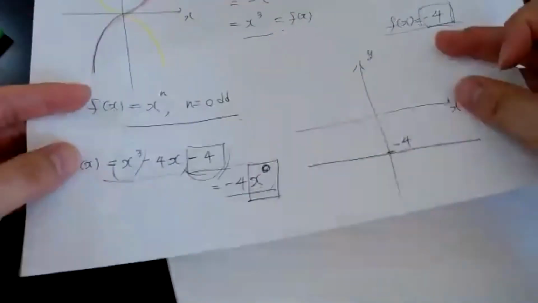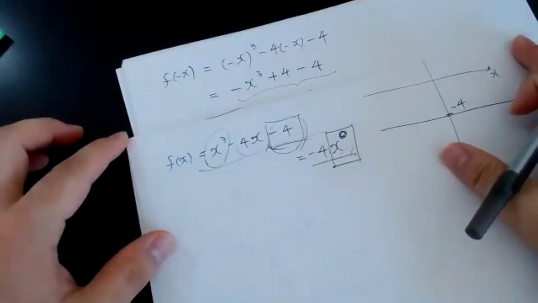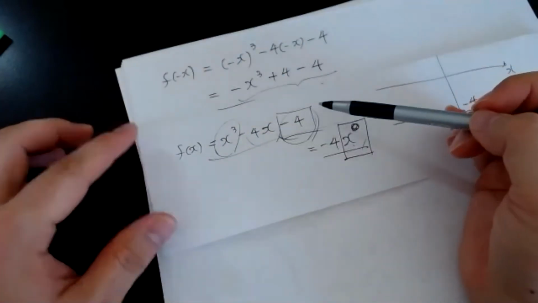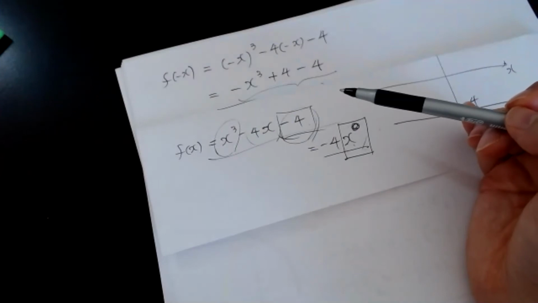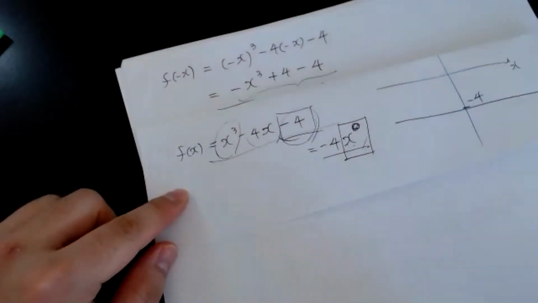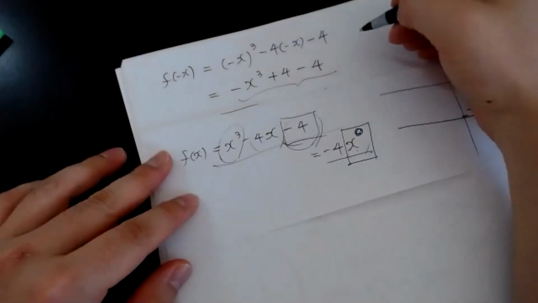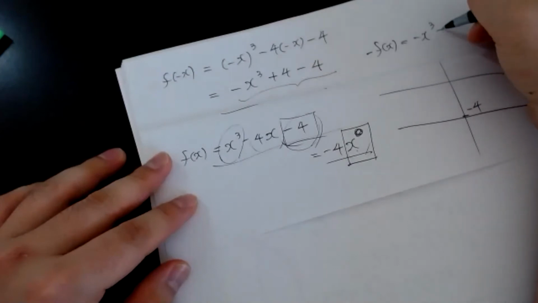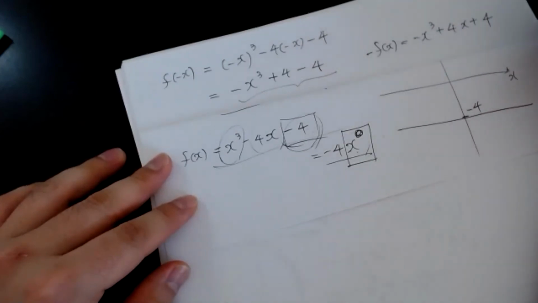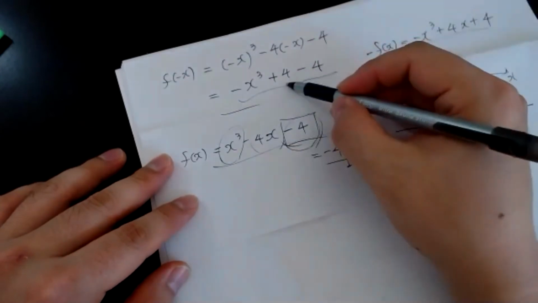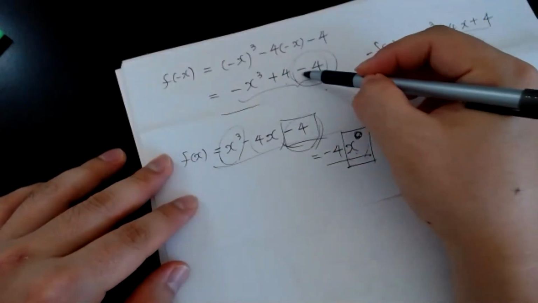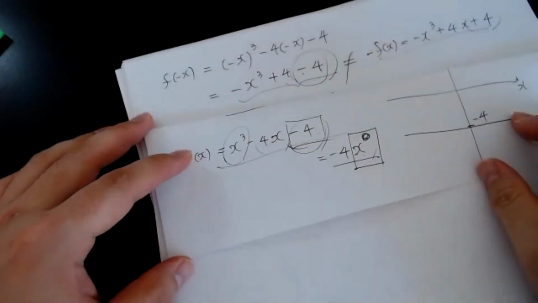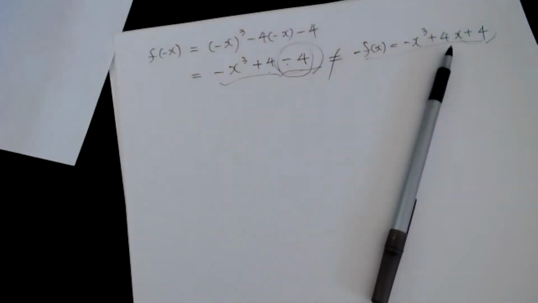So I don't think this is equal to f of x, which means f of x is not an even function. Then is it equal to negative f of x? Negative f of x is negative x cubed plus 4x plus 4, right? I don't think this is equal to this. You see the constant term: the sign of the constant term is negative 4, and the sign of that constant term is positive 4. So these two are not equal. You can do it that way. Either one is just fine.